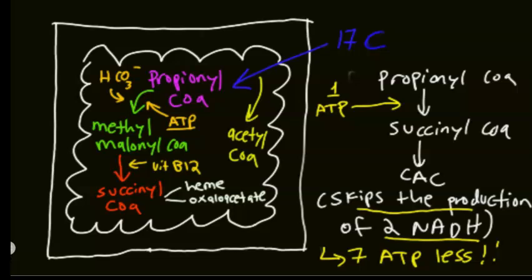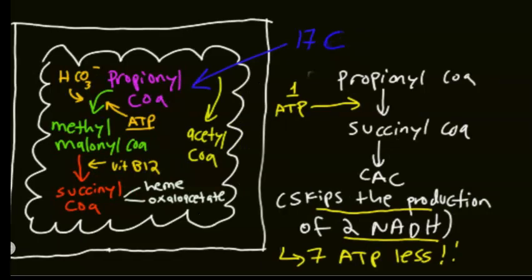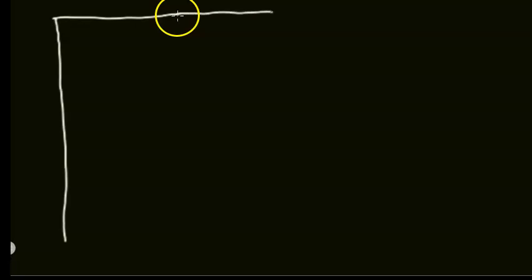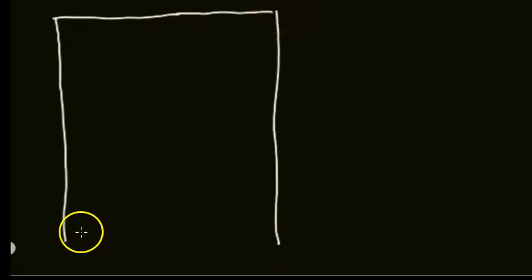The next thing I'd like to do is have a look at what happens in the peroxisomes. So in the peroxisomes, you also have beta oxidation taking place. Let me actually draw a picture of a peroxisome. So let's make a peroxisome right over here. Let's say this is our peroxisome.